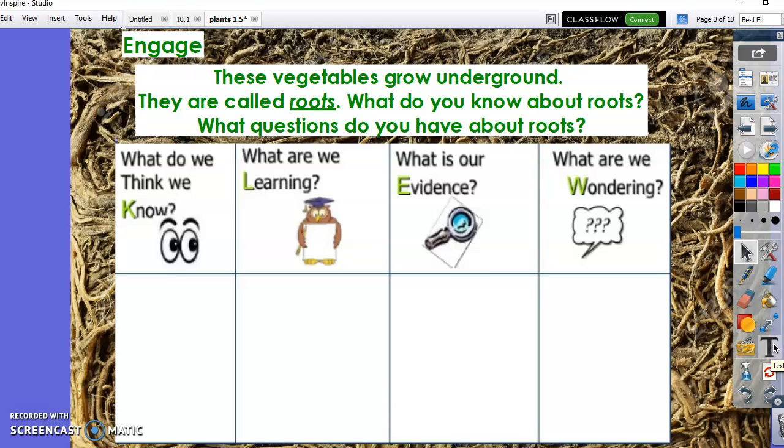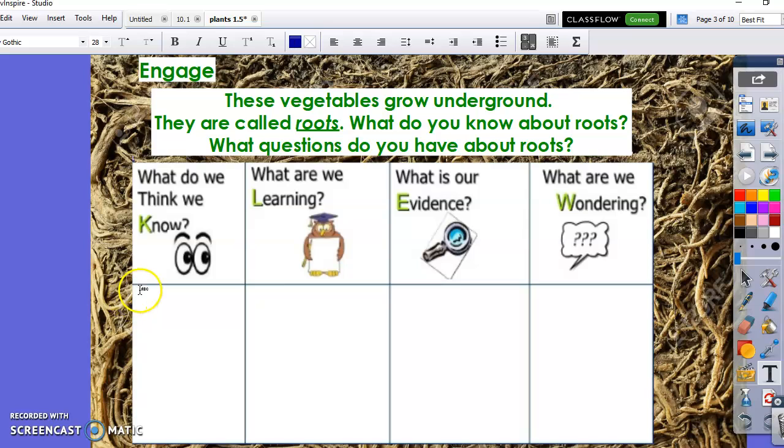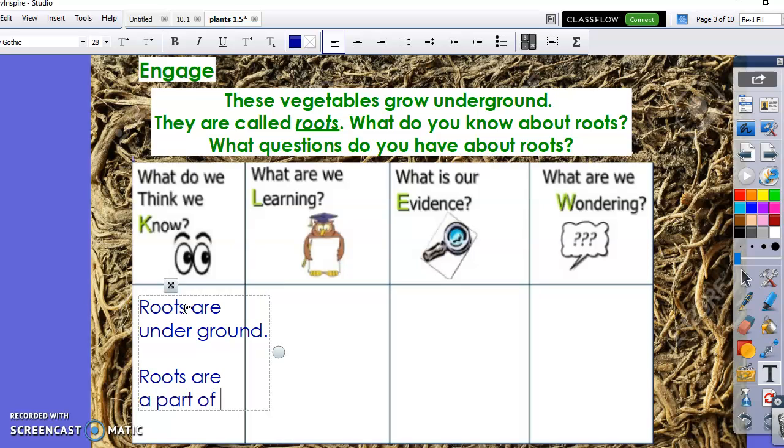I want you to think for a minute about what you know about roots and what you're hoping to learn. For example, I know that roots are underground. I also know that roots are a part of the plant. But I'm wondering, why do plants need roots?